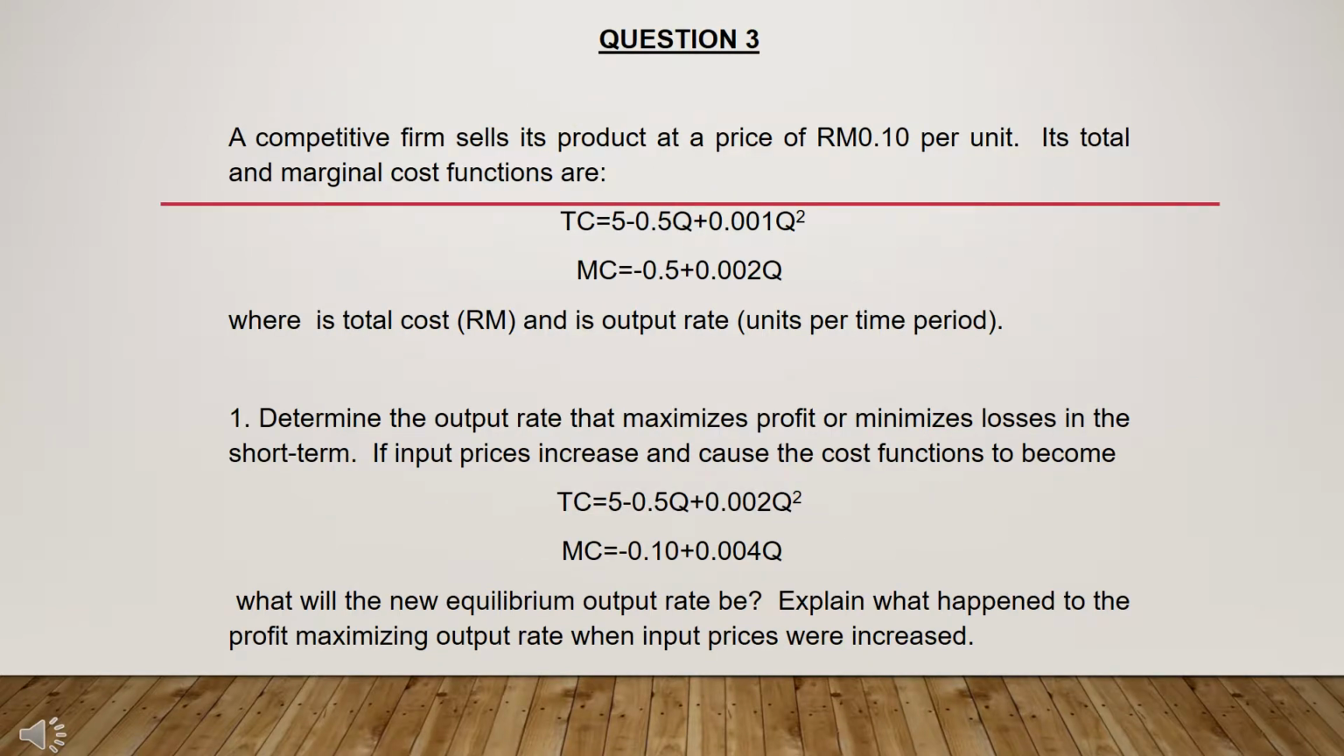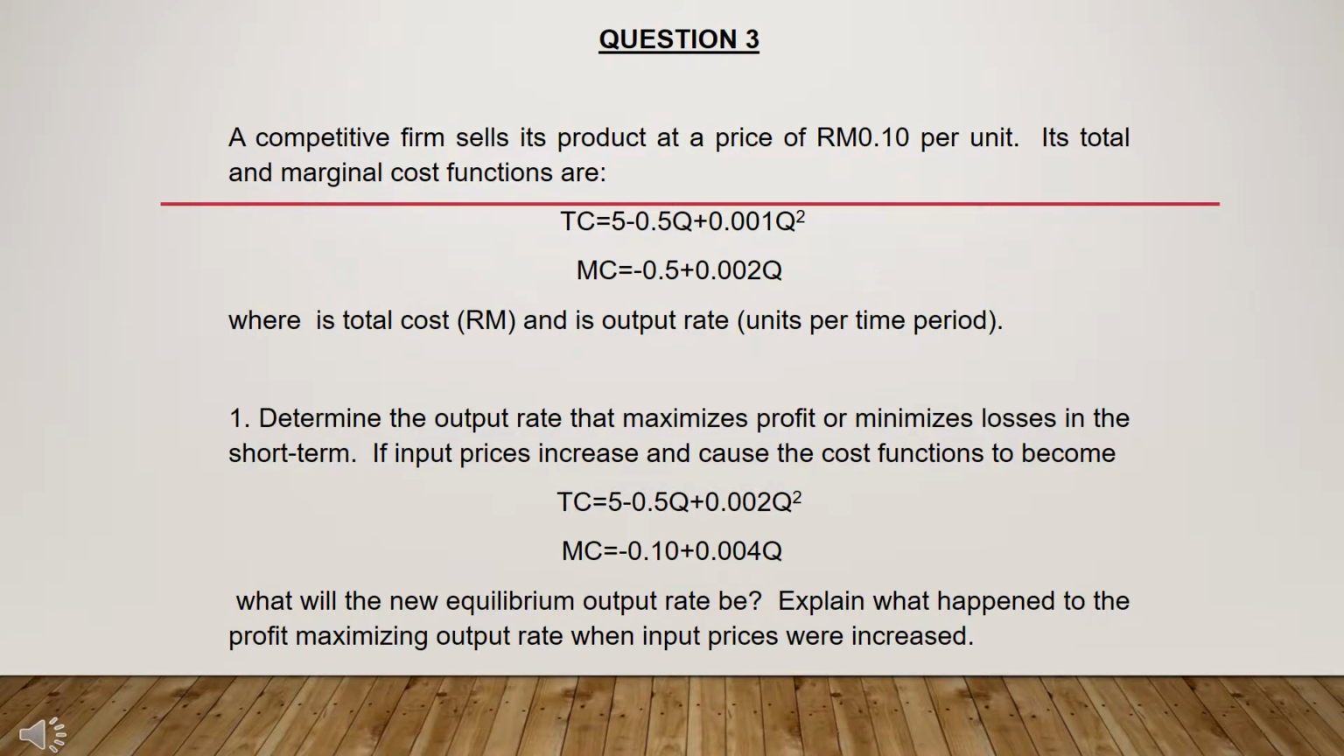Question 3. A competitive firm sells its product at a price of RM 10 cents per unit. Its total and marginal cost functions are TC equals 5 minus 0.5Q plus 0.001Q squared, MC equals negative 0.5 plus 0.002Q, where total cost is in RM and output rate is in units per time period. Determine the output rate that maximizes profit or minimizes losses in the short term.